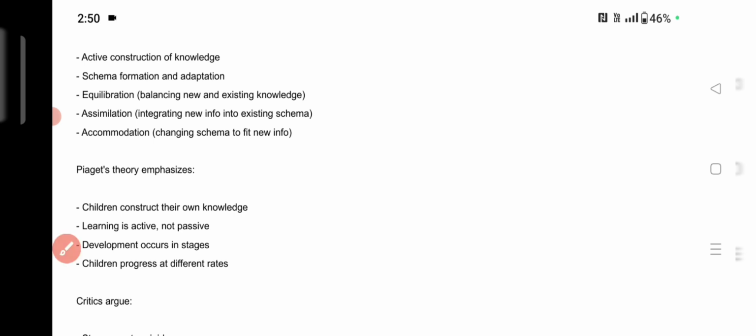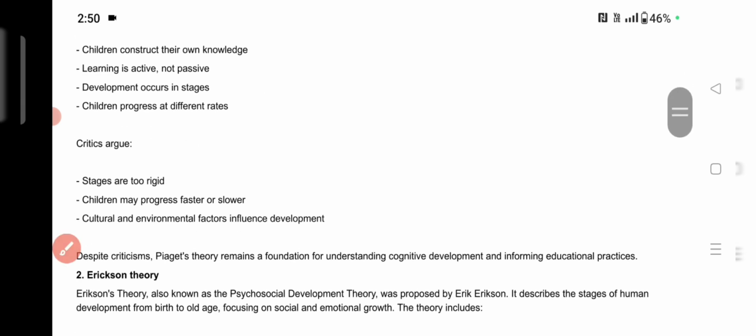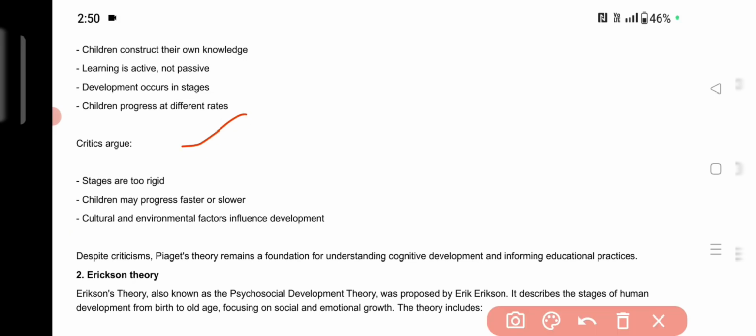So coming to the next one, the critics. For every theory there will be some critics. So you need to know why this theory failed, or what criticisms the theory has. In what case the theory failed, so you need to know each and every aspect of the particular theory. Here the criticisms of Piaget's theory: stages are too rigid, children may progress faster or slower, and culture and environmental factors influence the development.